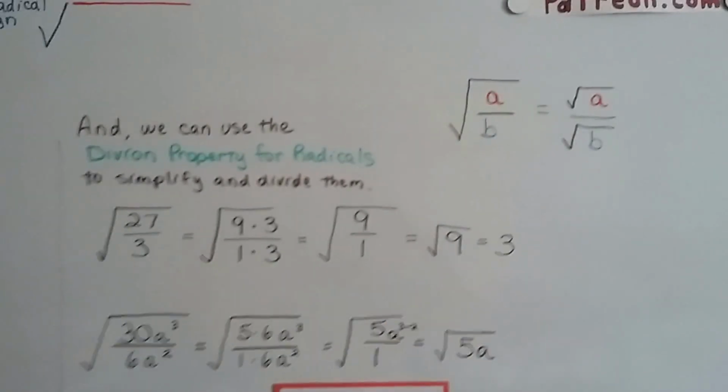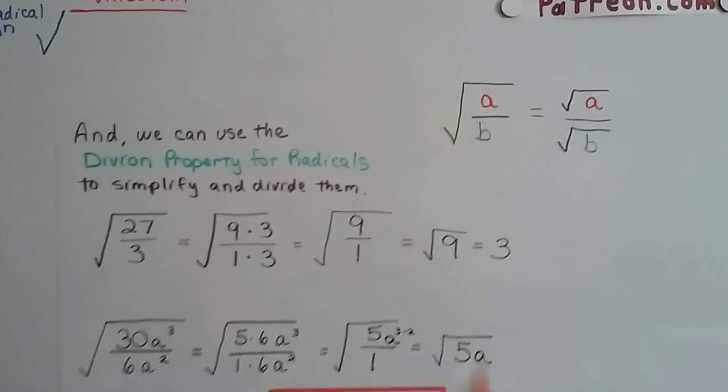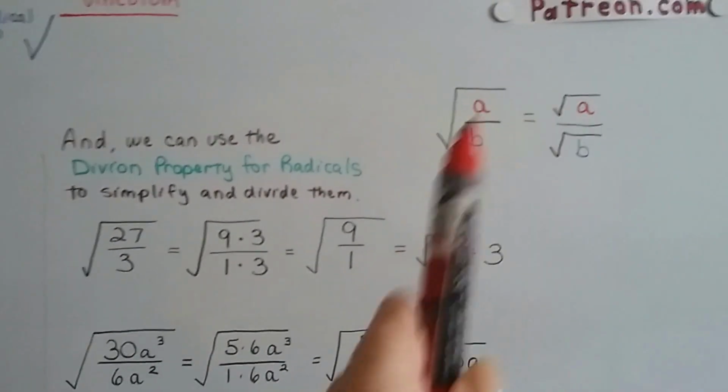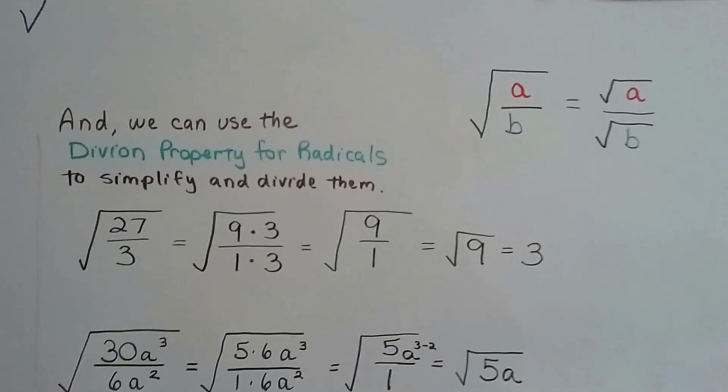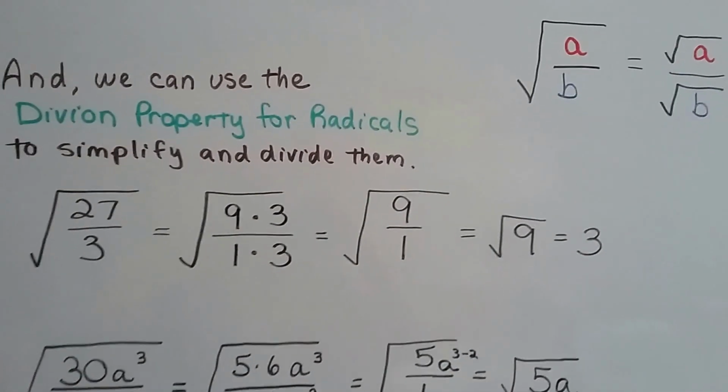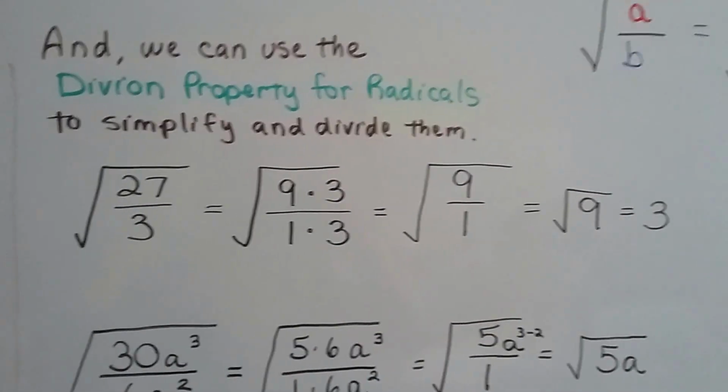So, that's the division property for radicals. Okay? It could be under one big radical sign, or the numerator can be under 1 and the denominator can be under 1. So we could use that division property for radicals to simplify and divide them.